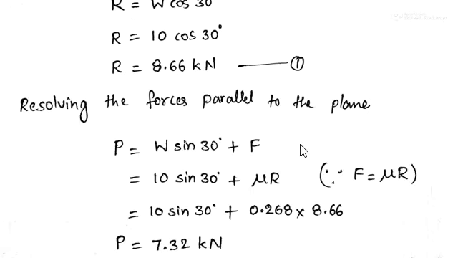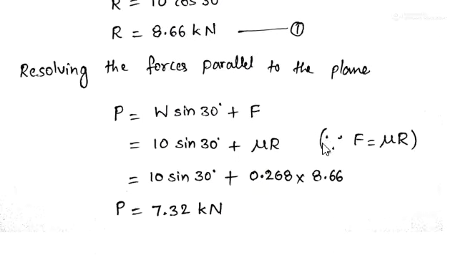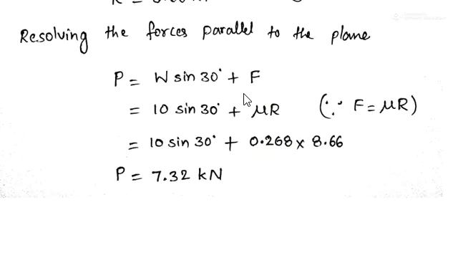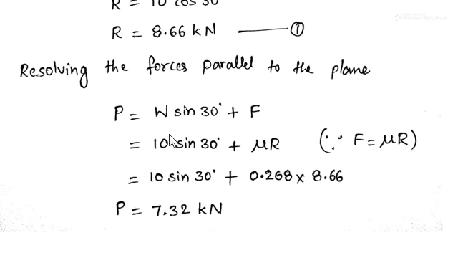And next, resolving the forces along or parallel to the plane. In the given question it is given that P is the effort applied parallel to the plane, and this is going up the plane, and this should be balanced by this frictional force and also W sine 30. So we can write here P is equal to W sine 30 plus F. So W sine 30 plus F should be balanced by this P. So that we have written here P is equal to W sine 30 plus F.